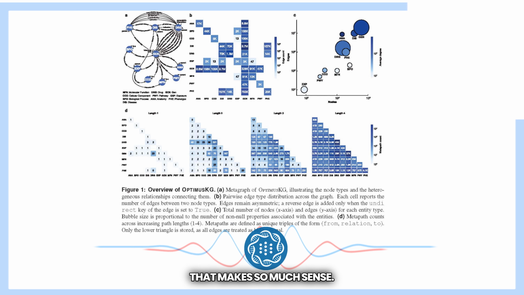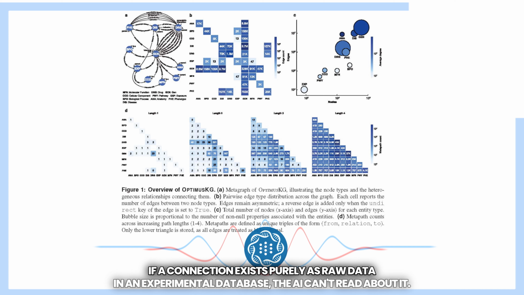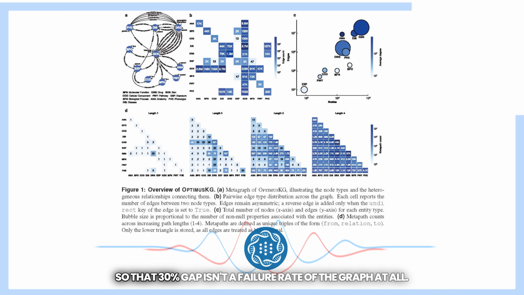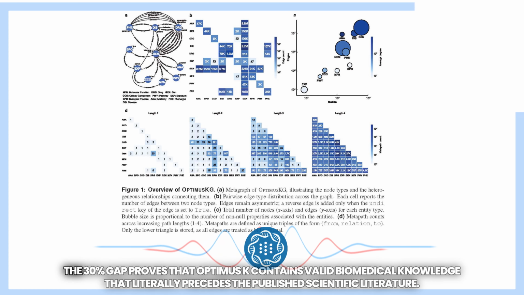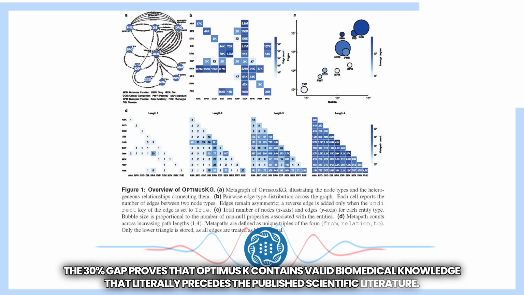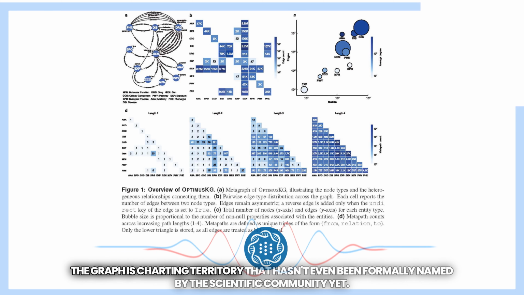That makes so much sense. If a connection exists purely as raw data in an experimental database, the AI can't read about it. So that 30% gap isn't a failure rate of the graph at all, it's a leading indicator. Yes. The 30% gap proves that OptimusKG contains valid biomedical knowledge that literally precedes the published scientific literature. The graph is charting territory that hasn't even been formally named by the scientific community yet.